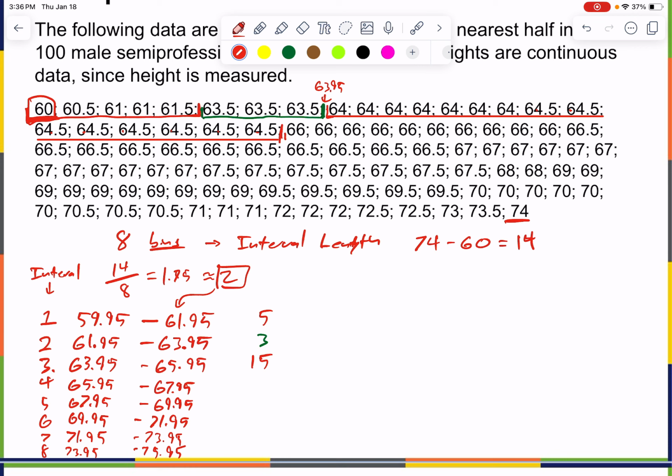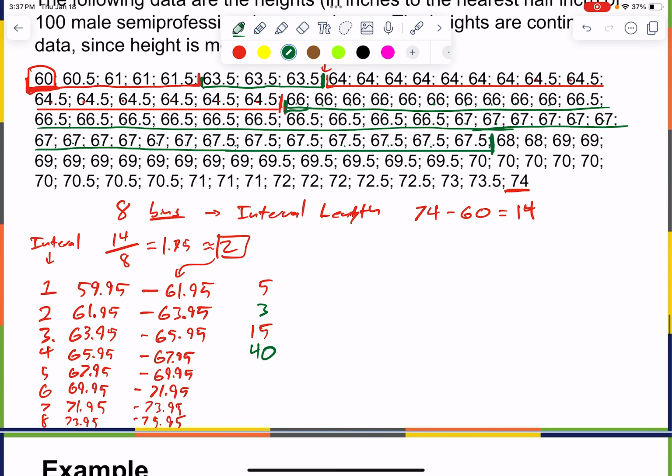All right, next one goes from 66 all the way to 67.95. So it'd be here, 67.95. There's a lot in that. Okay, right there is where it ends. Let's see how many that is. 1, 2, 3, all the way up to 40. I think 40. Okay, and that's in bin 4.